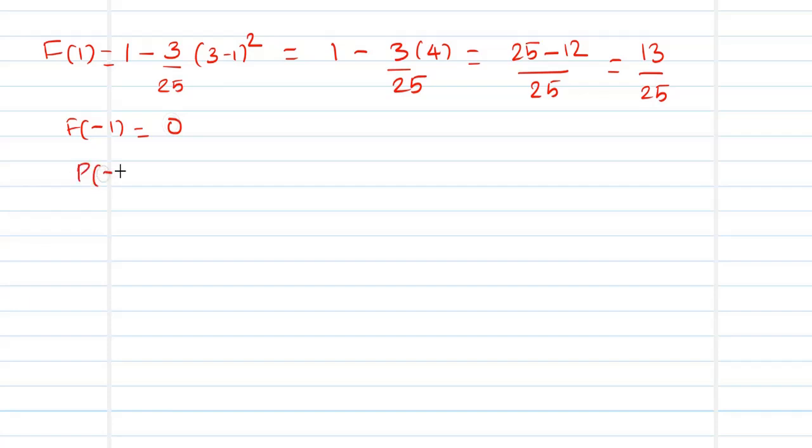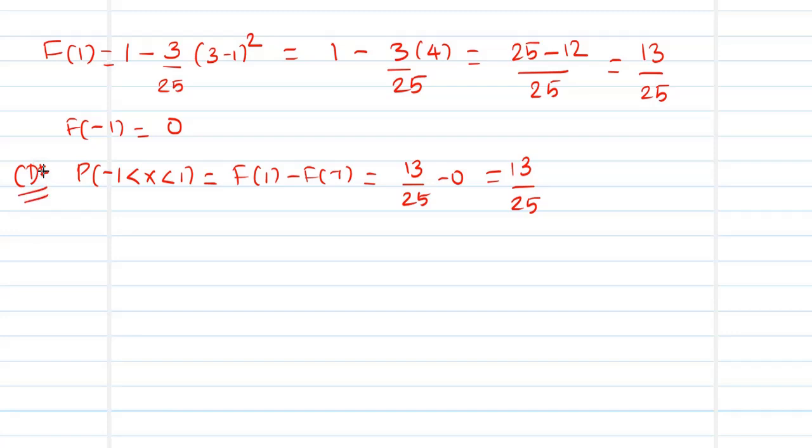So the probability of minus 1 less than x less than 1, which is f of 1 minus f of minus 1, will be 13 by 25 minus 0. So that makes it 13 by 25.